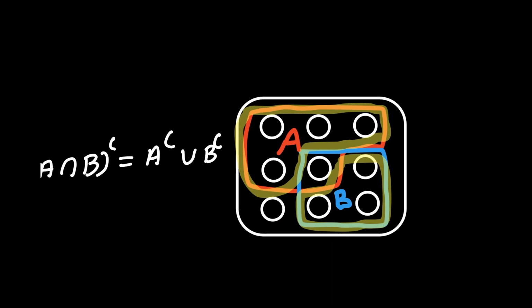The complement of this union includes all pebbles that are not in either event A or event B. The second law states that if you take the intersection of two events A and B and then find the complement, it's the same as finding the complement of each event individually and then finding their union. In our pebble example, the intersection of events A and B is the event that contains only the pebbles common to both A and B. The complement of this intersection includes all pebbles that are not common to both A and B.